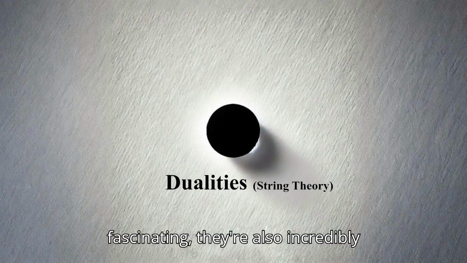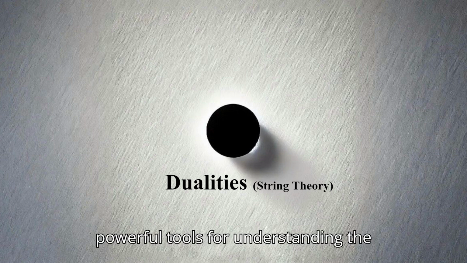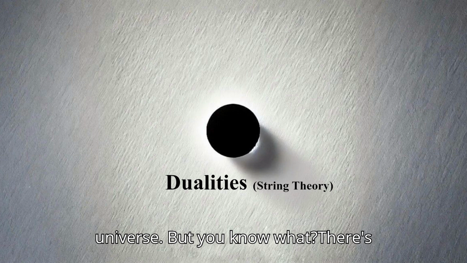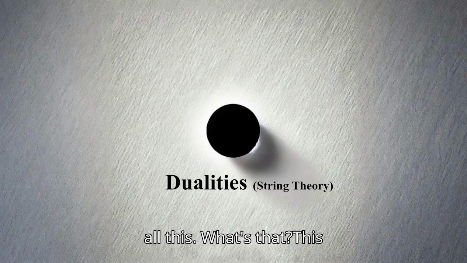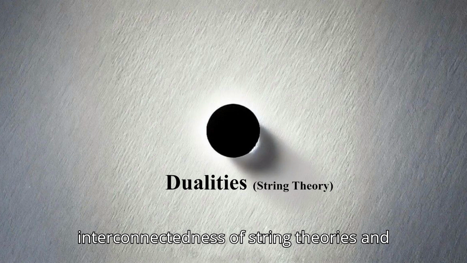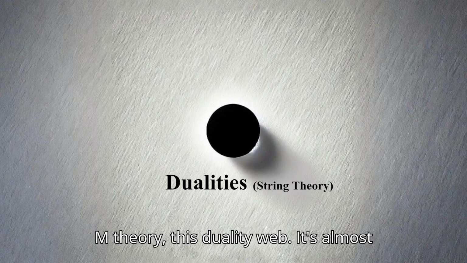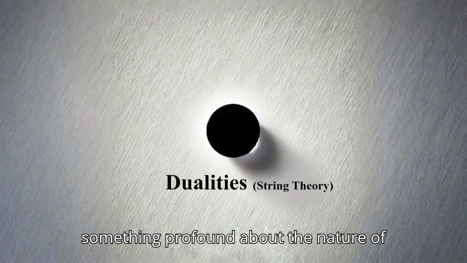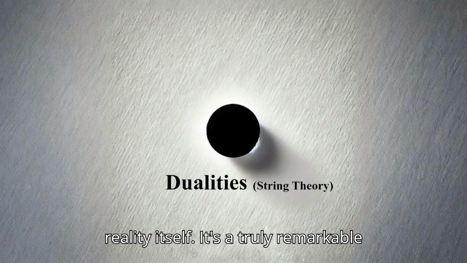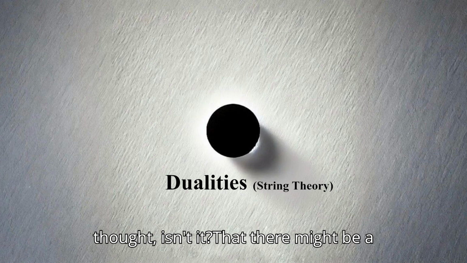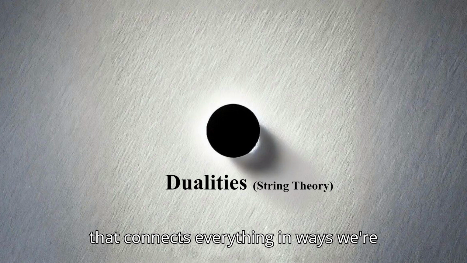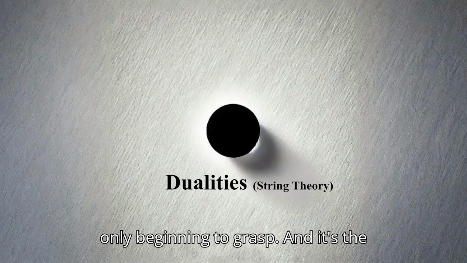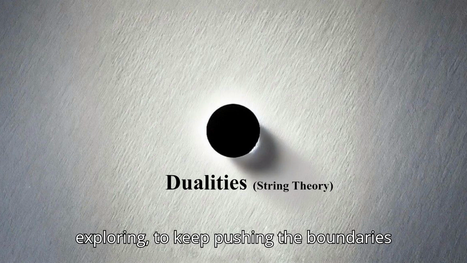Dualities are not only fascinating, they're also incredibly powerful tools for understanding the universe. But you know what? There's something even more mind-boggling about all this. What's that? This interconnectedness of string theories and M-theory, this duality web, it's almost as if the universe is trying to tell us something profound about the nature of reality itself. It's a truly remarkable thought, isn't it, that there might be a deeper truth, an underlying principle that connects everything in ways we're only beginning to grasp. And it's a thought that motivates physicists to keep exploring, to keep pushing the boundaries of knowledge.